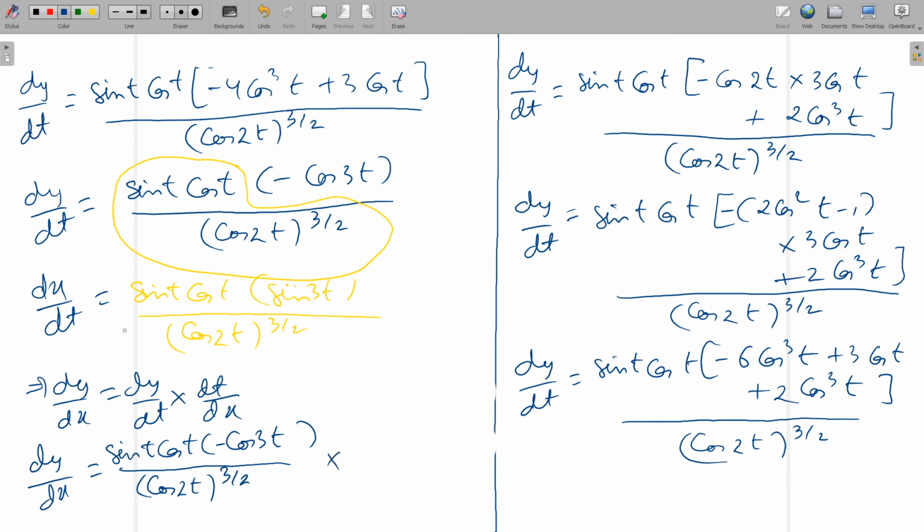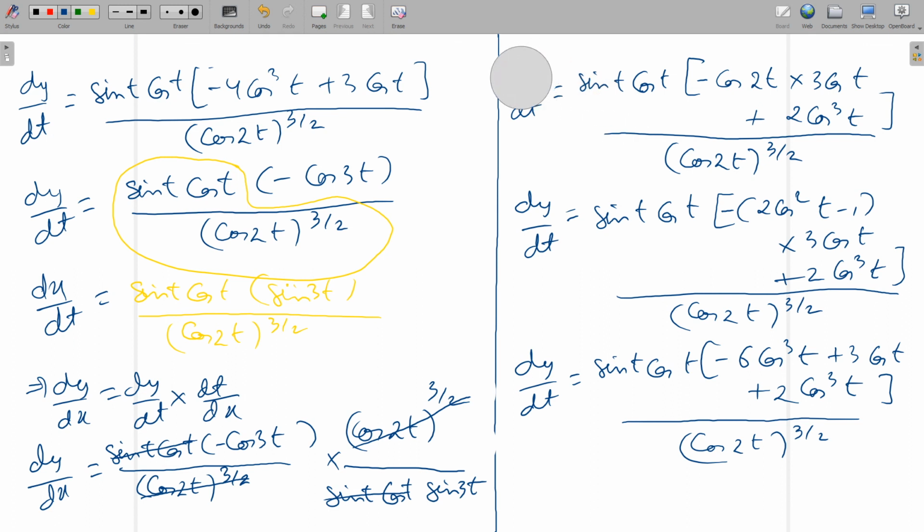Here we are having dx by dt, so we will take the reciprocal of this, so this will become cos 2t raised to 3 by 2 divided by sin t cos t and sin 3t. So sin t cos t and sin t cos t cancel out, cos 2t raised to 3 by 2 and cos 2t raised to 3 by 2 also cancel out. Only what is remaining is minus cos 3t over sin 3t, and we know that cos over sin is cot. So what we will be getting here is minus cot 3t.